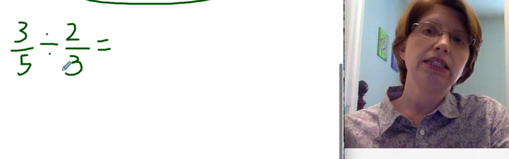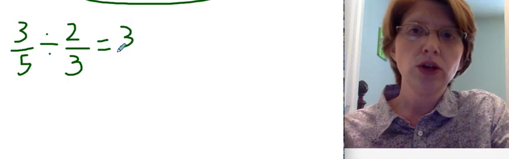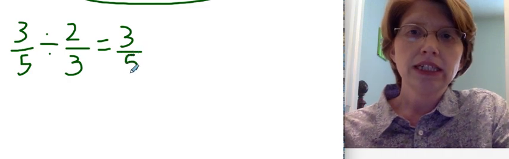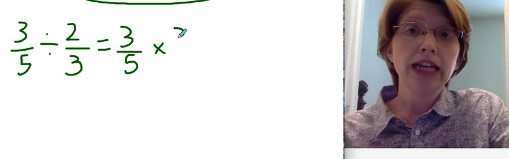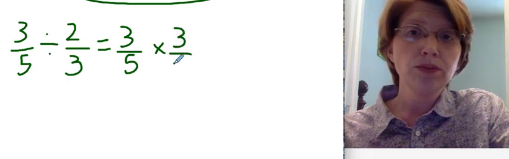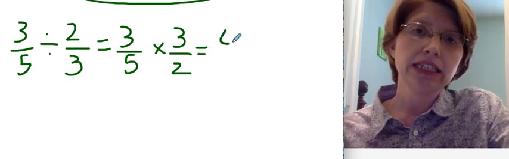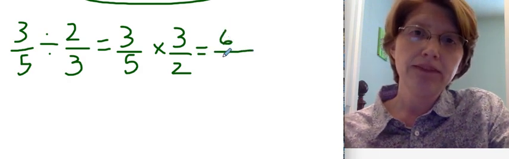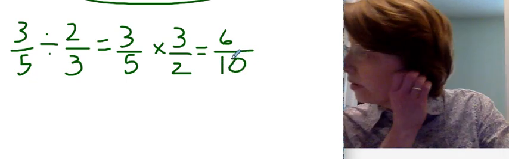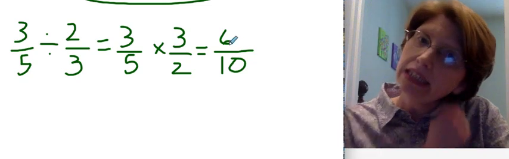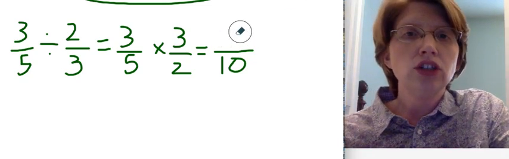So 3/5 divided by 2/3. We're going to do the problem like we normally do. 3/5 times, flip the number and get 3/2. Multiply straight across and get 6/10. I'm sorry, not 6. 3 times 3 is not 6. I hope you caught my mistake. It should be what?